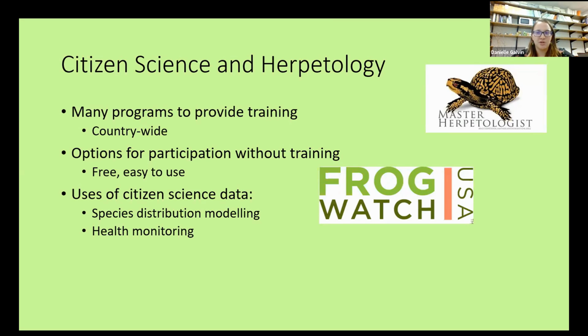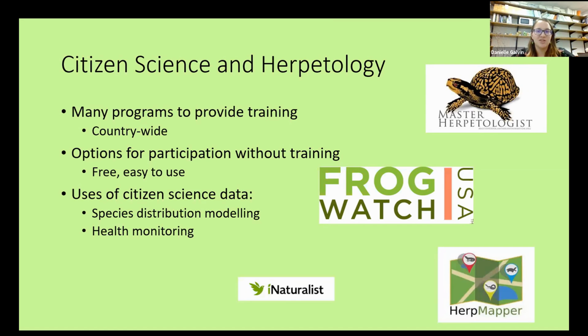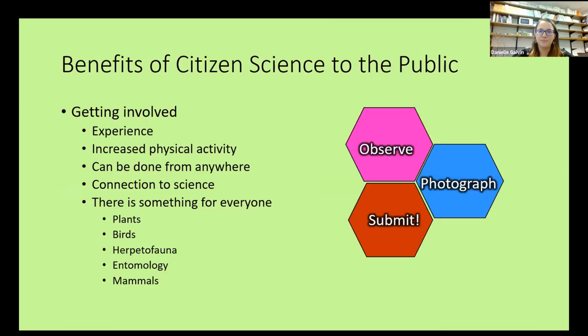If you would like to participate without undergoing any sort of training, it's actually pretty easy. There are lots of free, easy to use applications available to anybody with a smartphone, including iNaturalist and HerpMapper. You don't even necessarily need to submit all of your observations with an ID included. Other users are able to come in and verify your observations so that you can avoid misidentifications. These observations will automatically upload data, including time, date, and location. Researchers are then able to use this data for their own applications. Some of the many uses of citizen science data include species distribution modeling and even health monitoring for different populations.